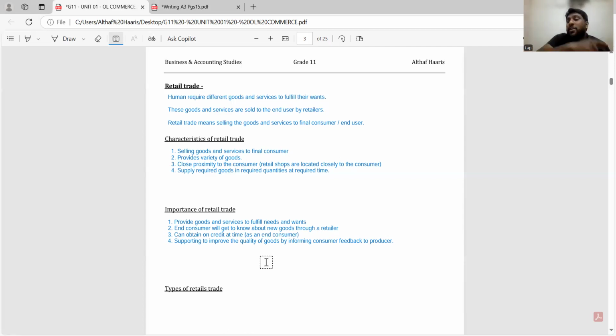Because the end consumer is not directly meeting the wholesaler. No? The end consumer is directly meeting the retailer, the bookshop, not Atlas. They can pass that message to improve the quality.